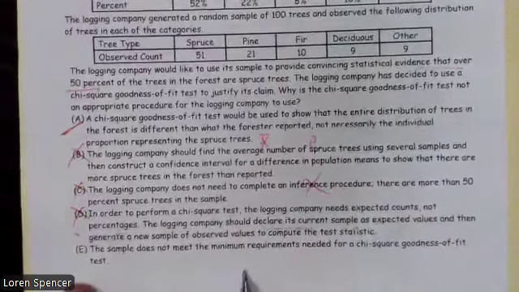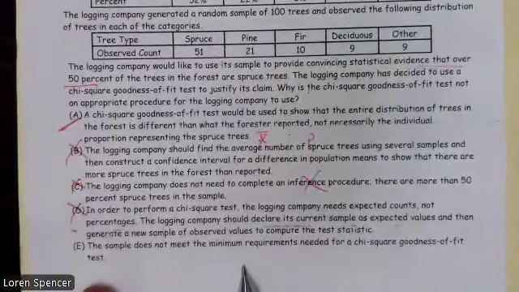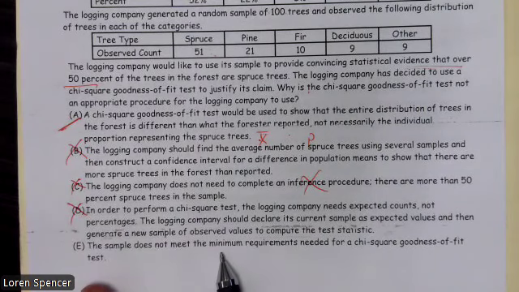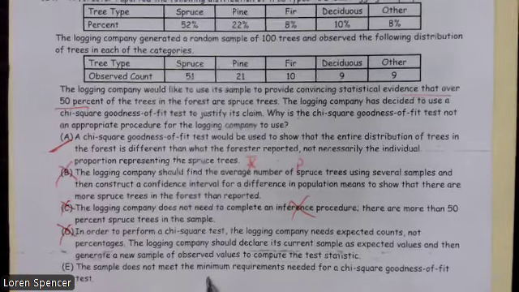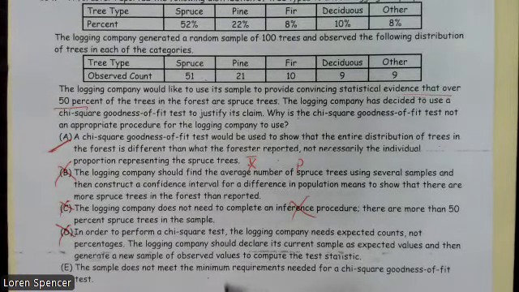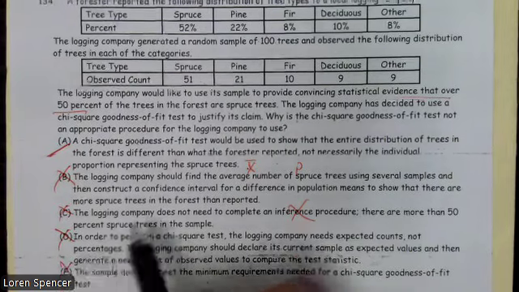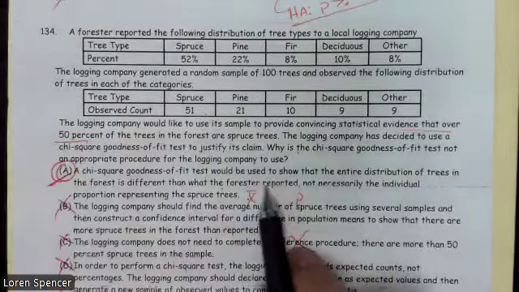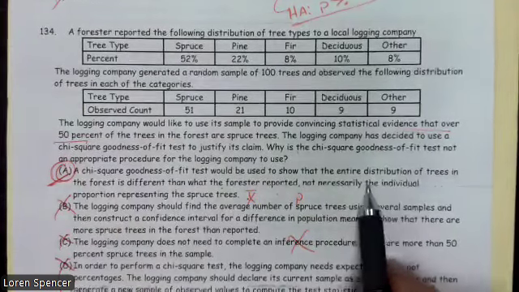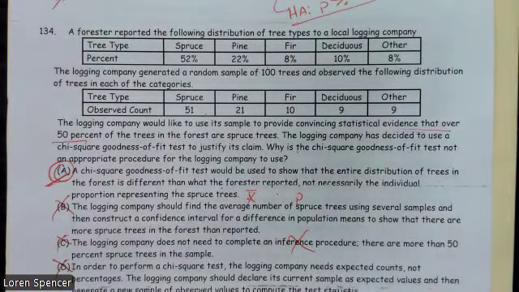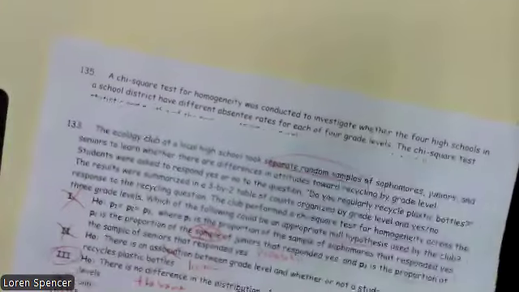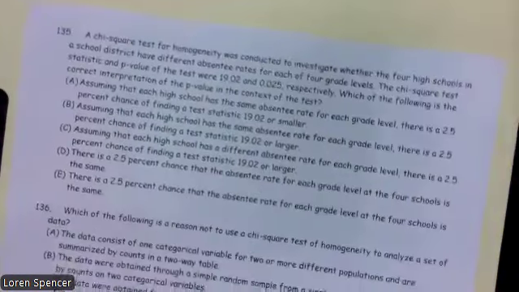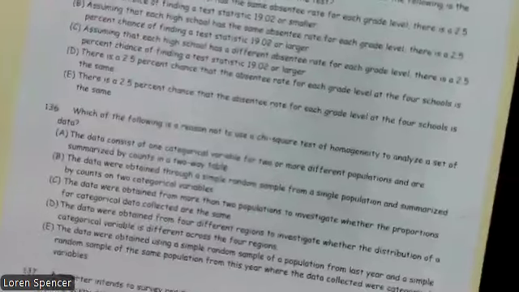The sample size does not meet the minimum requirements. There's not a minimum requirement on the sample size unless you're talking about the expected value. All right, and this was not talking about expected value. The problem is the chi-square test is not appropriate because it's used to show the distribution and not necessarily the individual. So 134, the best answer is A. All right, moving on to 135.